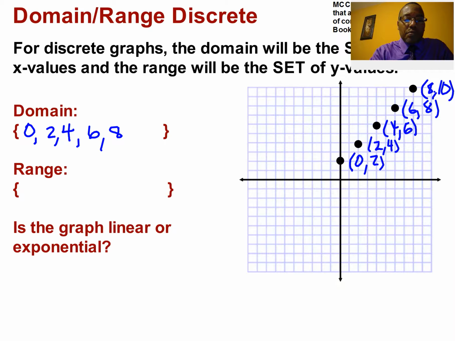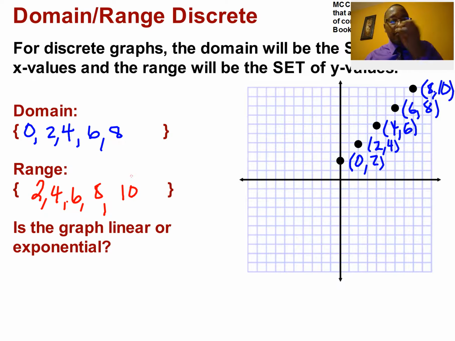The range would be all of the y values. So in that case, it would be 2, 4, 6, 8, and 10. Now, domain values are the values in order from left to right. So remember that domains are read from left to right. The range values are in order, but they go from bottom to top. So remember, range values are found from bottom to top. This graph is linear.